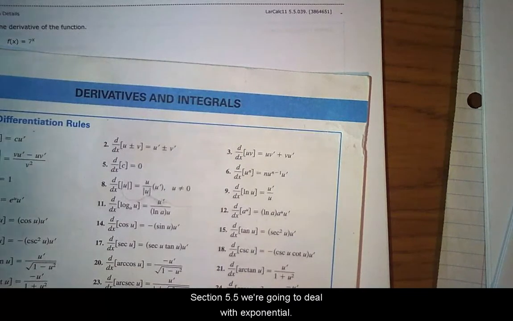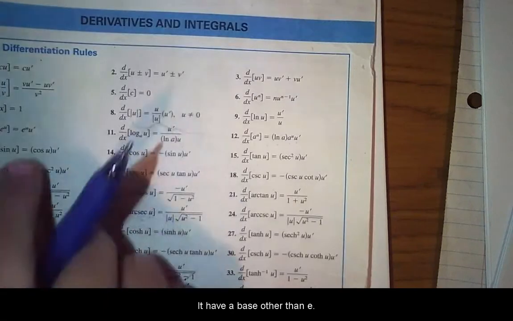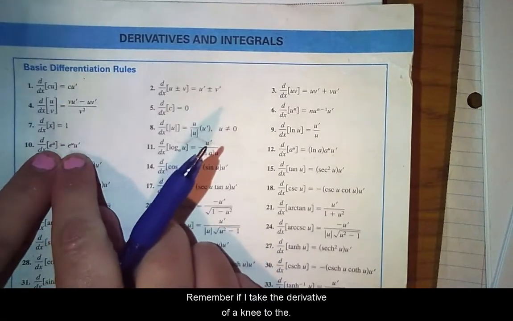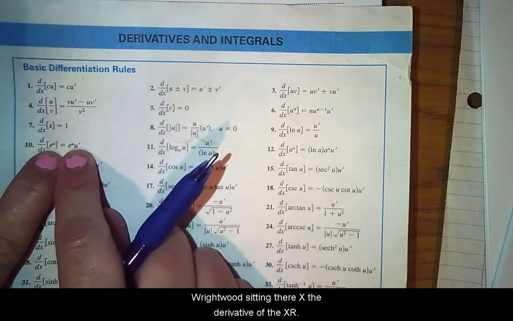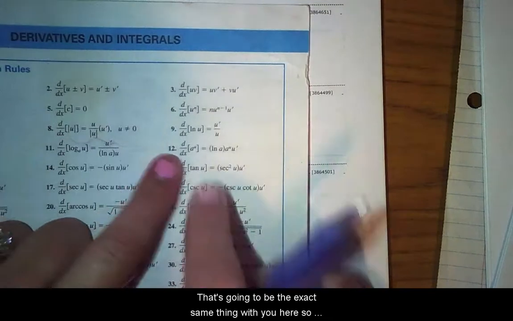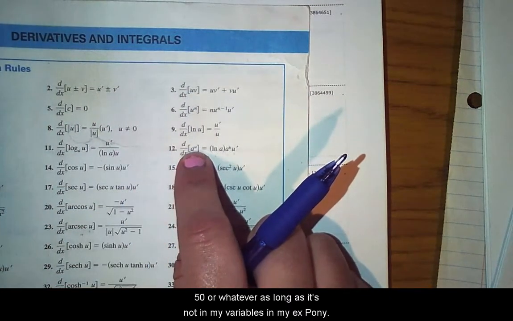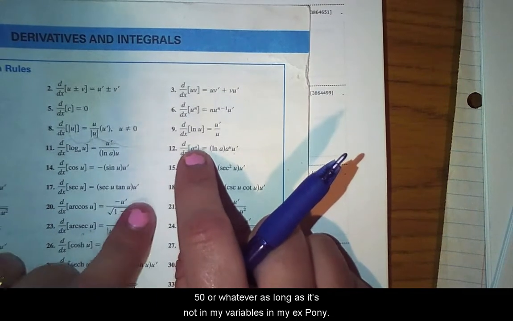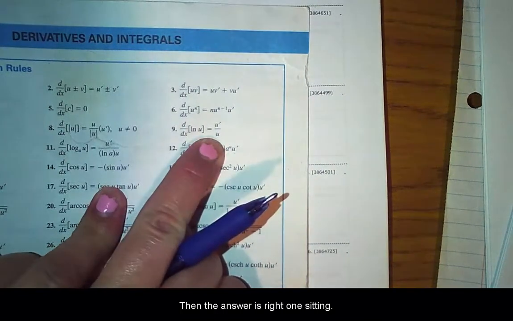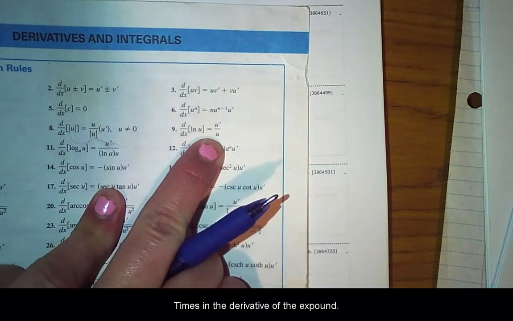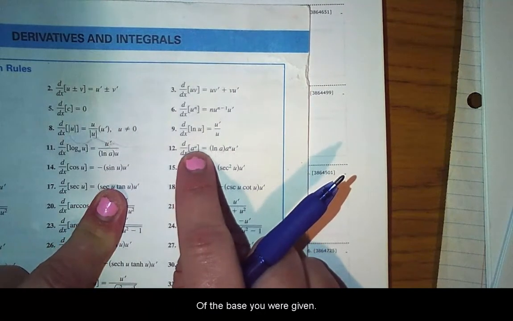For section 5.5, we're going to deal with exponentials that have a base other than e. So remember, if I take the derivative of an e to the something, I write what's sitting there times the derivative of the exponent. That's going to be the exact same thing we do here. So if I have a base like 2 or 15 or whatever, as long as it's not e and my variable's in my exponent, then the answer is write what's sitting there times the derivative of the exponent times the natural log of the base you were given.